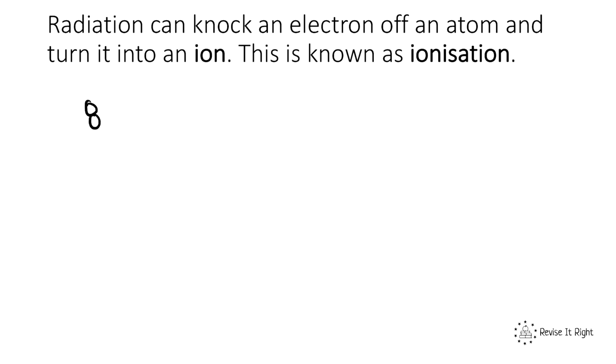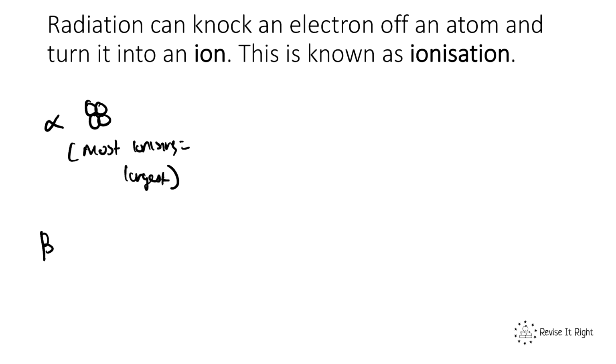Alpha particles are the biggest, so when we draw our alpha particles, they are the biggest. Now, because alpha particles are the most massive and the biggest, they are the most likely to ionize an atom. They're the most likely to be able to knock into an electron and knock it off, i.e. they are the most ionizing, and that is because they are the biggest.